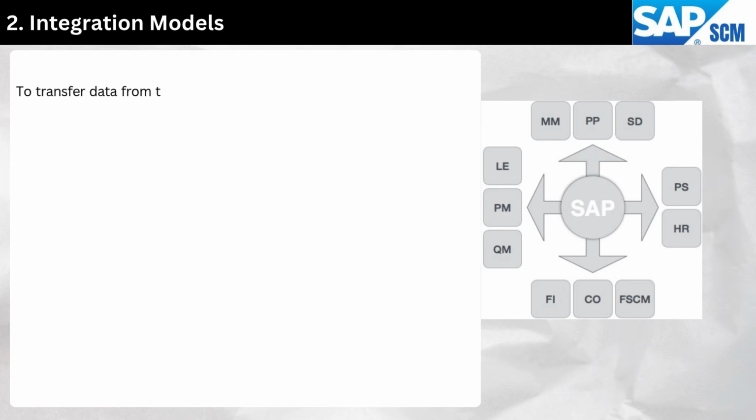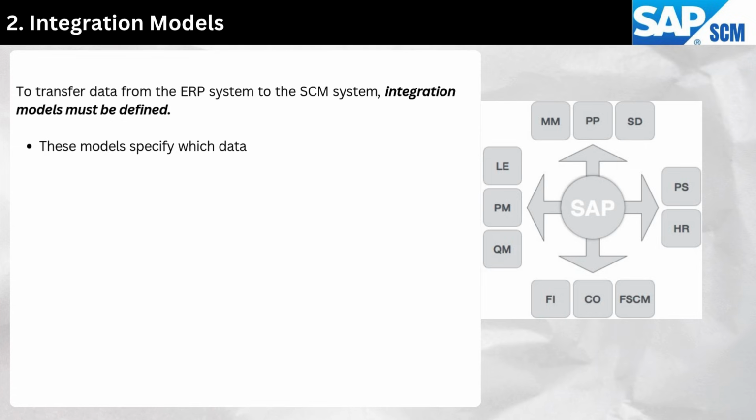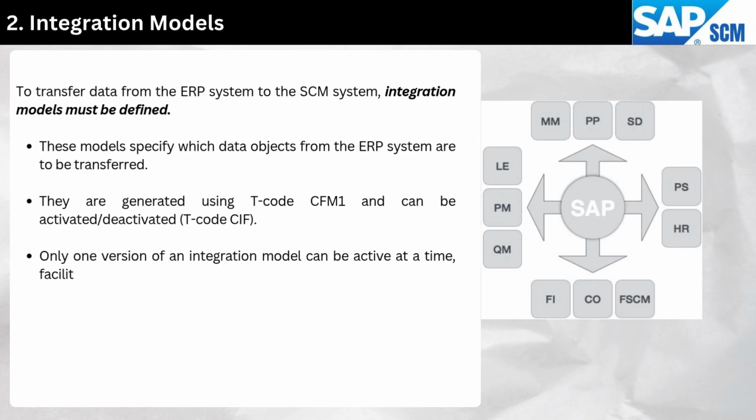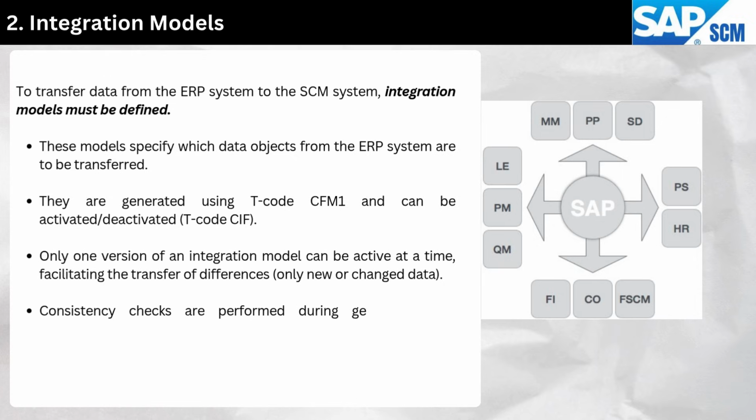2. Integration models. To transfer data from the ERP system to the SCM system, integration models must be defined. These models specify which data objects from the ERP system are to be transferred. They are generated using T-code CFM1 and can be activated/deactivated using T-code CIF. Only one version of an integration model can be active at a time, facilitating the transfer of differences, only new or changed data. Consistency checks are performed during generation and activation to ensure data integrity.